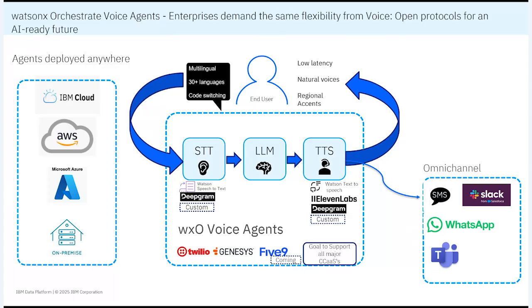In addition, there is work underway to support a wider basket of contact center as a service providers, from our current Genesys connection, expanding this reach to Five9, Twilio, Amazon Connect, and others, as well as making this omni-channel, so the same agent that can talk on voice can also communicate across Slack, WhatsApp, SMS, Teams, and embedded chat, as well as deploying these agents anywhere across SaaS and on-premises.